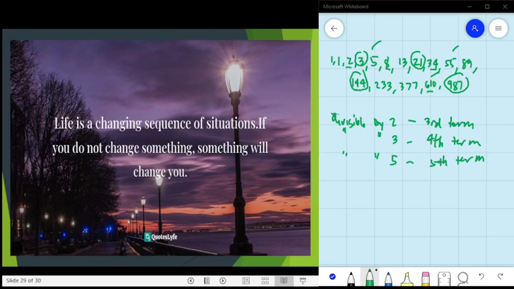And this is a quote I took from Quotes Life: life is a changing sequence of situations. If you do not change something, something will change you.